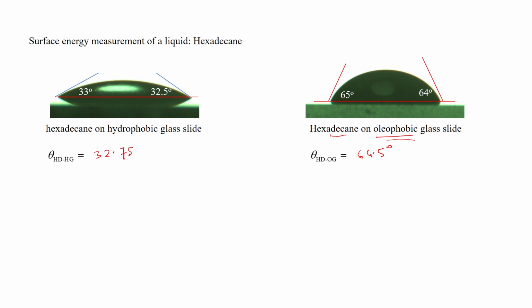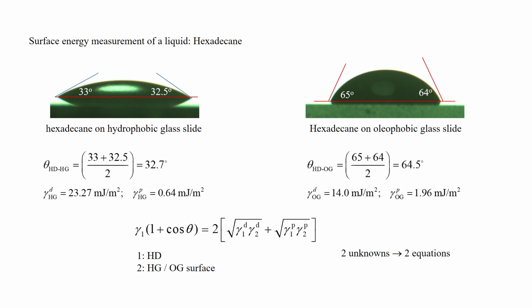Now, here we have these two different contact angles on two different surfaces, but the same material, that is hexadecane. So, let us say we do not know the hexadecane's surface energies. Again we will use the same method that we described earlier. So, here we have the hydrophobic glass slide, which has a surface energy of 23.27 and 0.64.